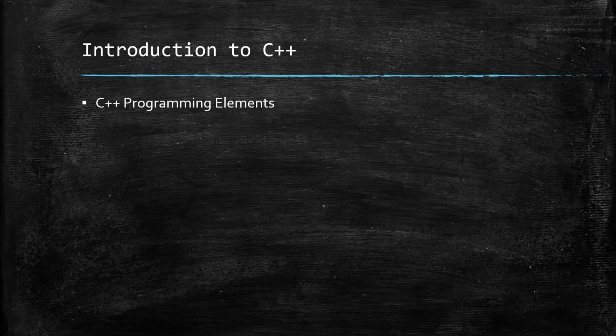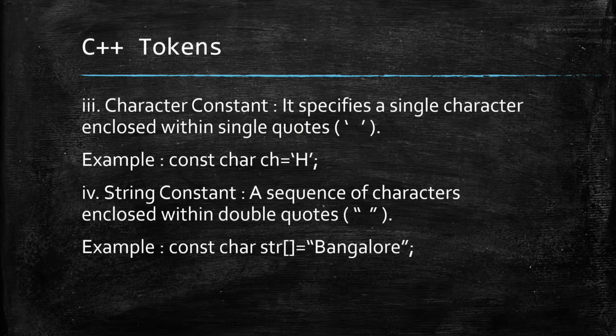So in this video also we're going to learn C++ programming elements. In the previous video we completed numerical constants. Now coming to the non-numerical constants. Character constant. So what is a character constant? It specifies a character enclosed within single quotes.